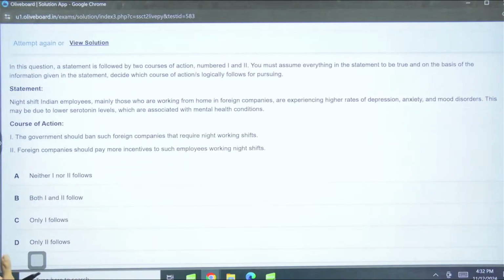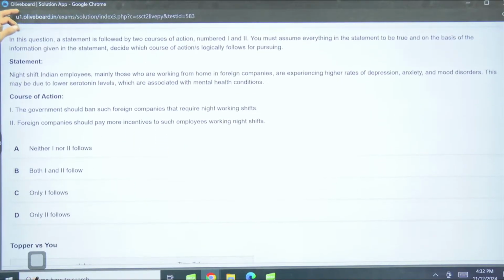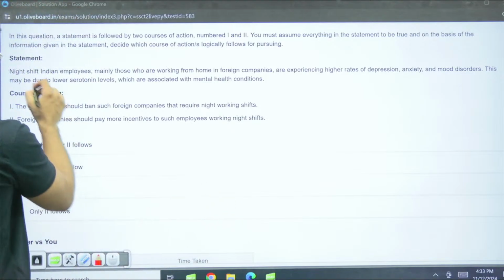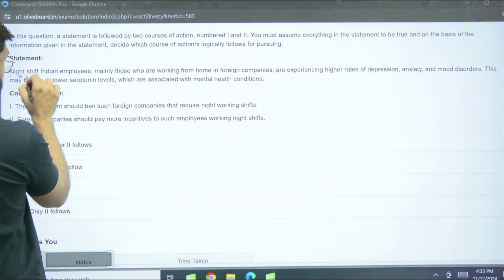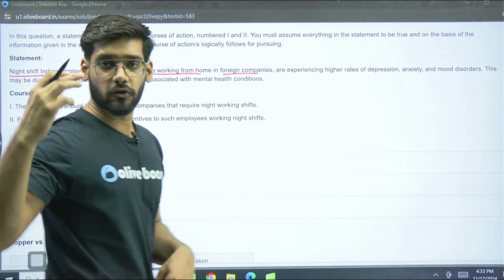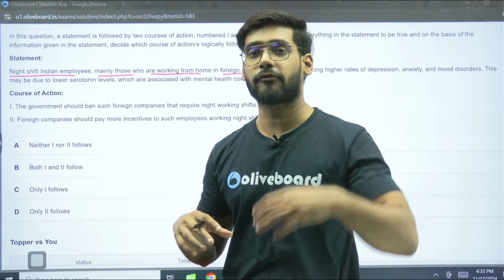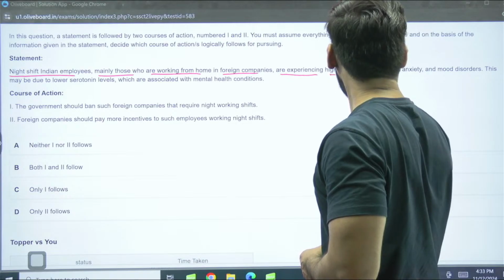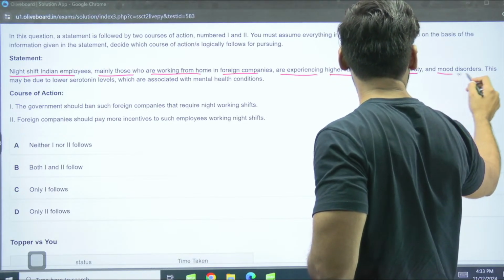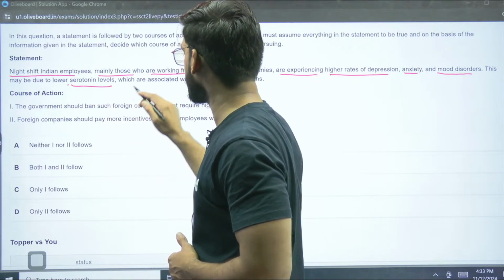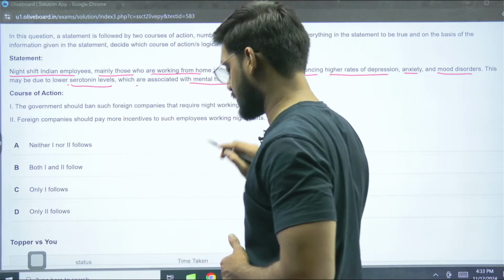Seventh question on our screen. We are having this question. Let's see what should be the right answer for this one. Question is from the course of action, critical reasoning section. Night shift Indian employees, mainly those who are working from home in foreign companies. Those Indian employees who are working in the night shift from the foreign companies are experiencing higher rate of depression, anxiety, mood disorders. This may be due to lower serotonin levels, which are associated with mental health condition.